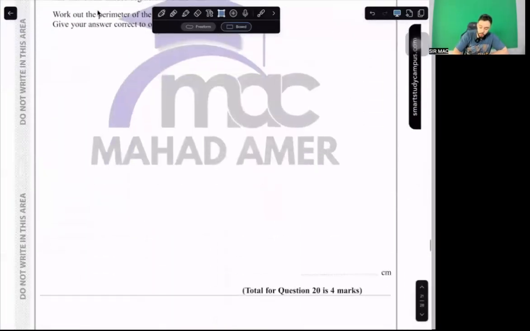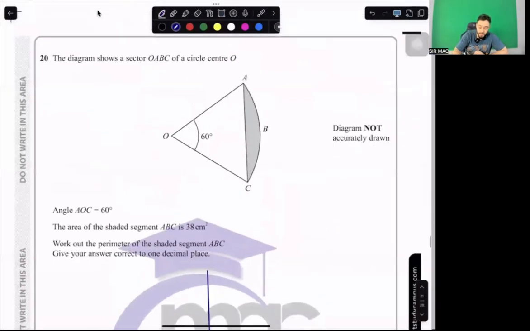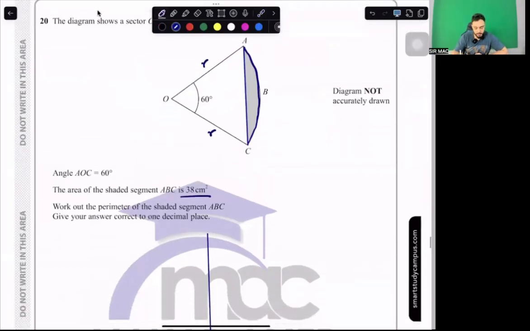This question is divided into two parts for 4 marks. The first thing is they were asking you to calculate the parameter for this blue thing. This parameter was required for calculating the value of the radius. These are all the radiuses. First things first, the area for the segment was given as 38.